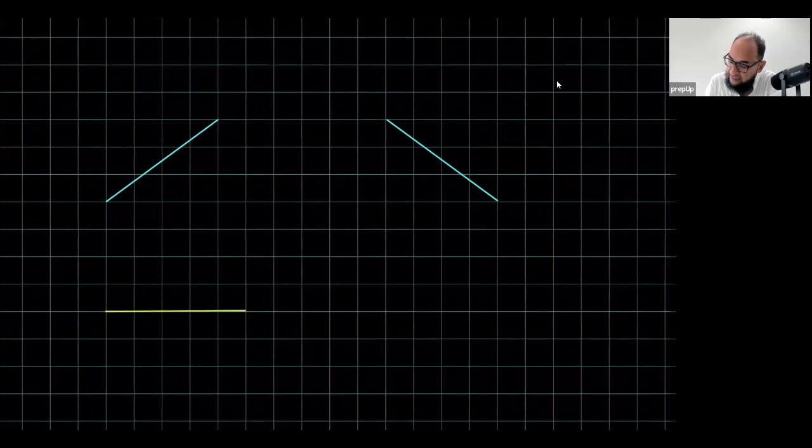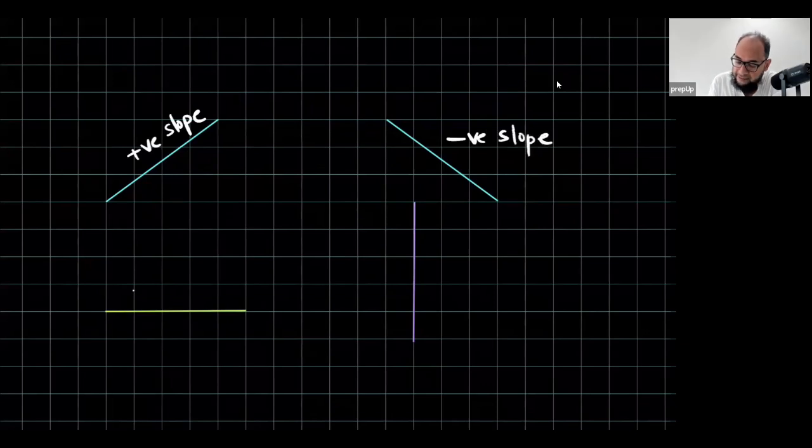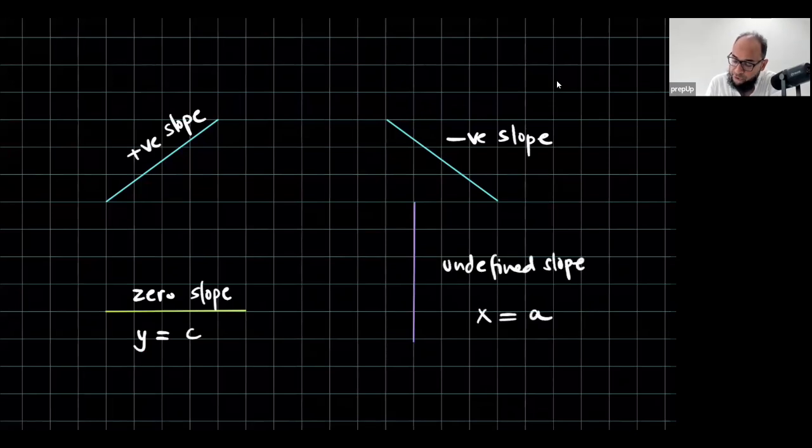So now let me draw 4 lines over here. A line going like this and a line going like this. These are the two things. And then a line parallel to the x-axis, and then a line parallel to the y-axis. So this has a positive slope, this has a negative slope, this has a 0 slope. So therefore the equation is of the format y equals a constant, and this has an undefined slope. So the equation is of the form x equals a.